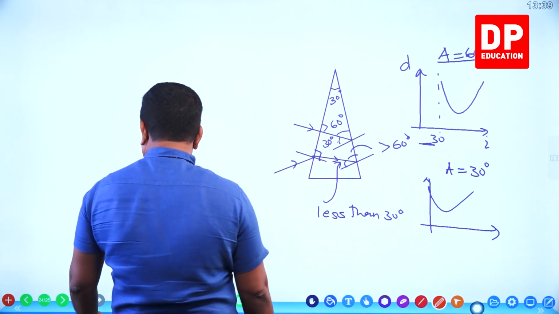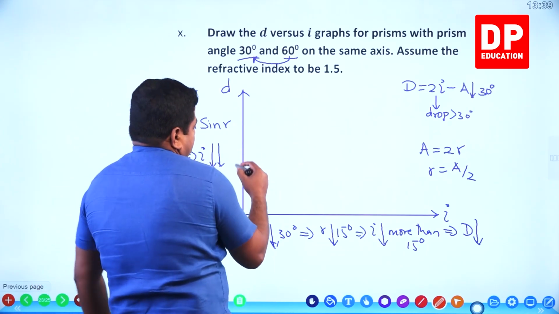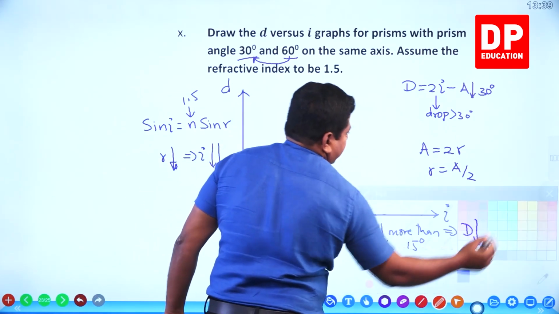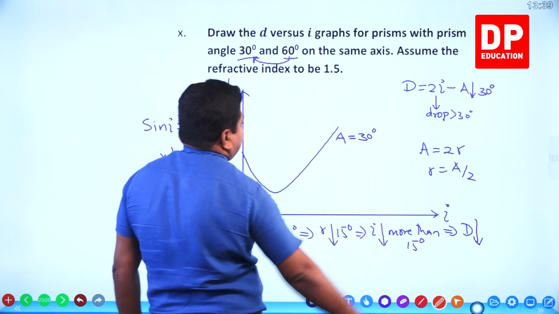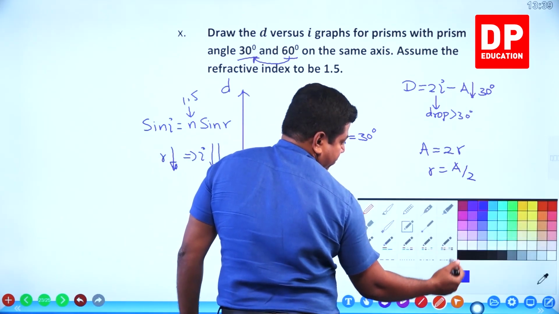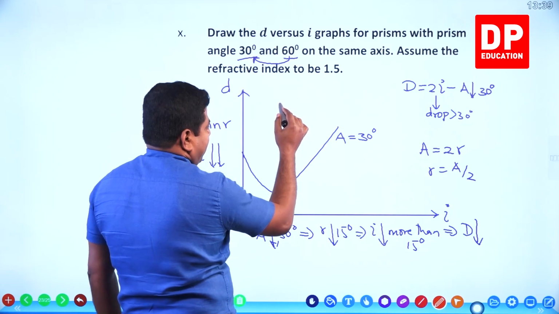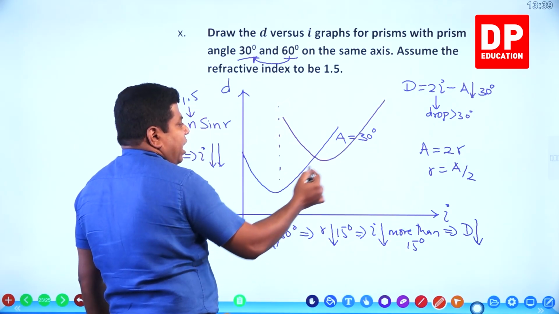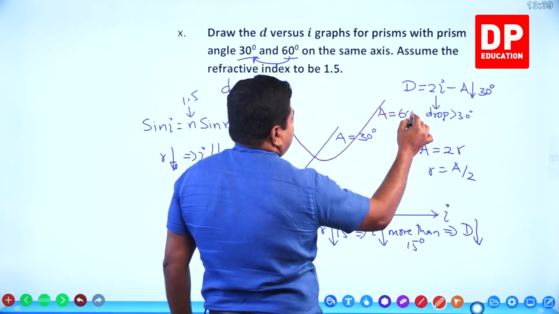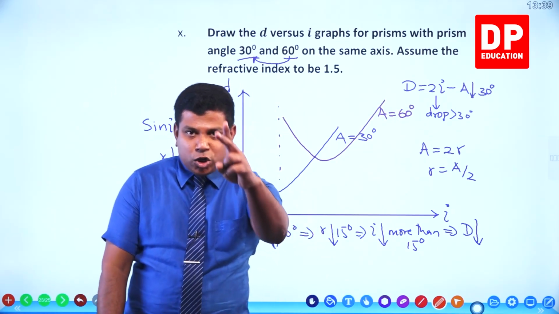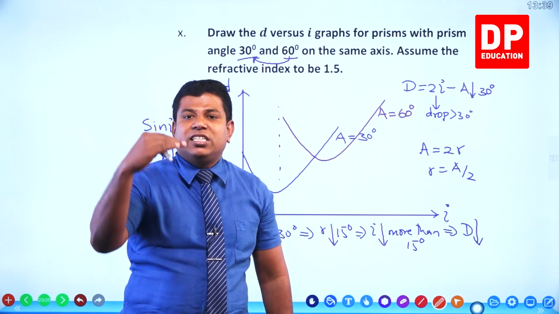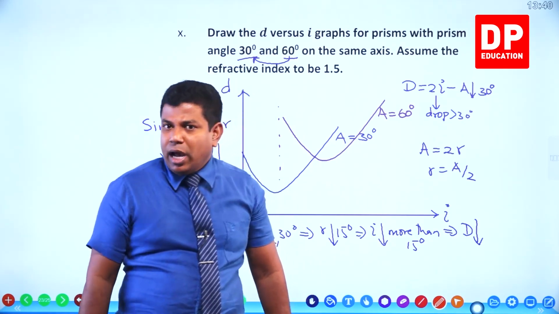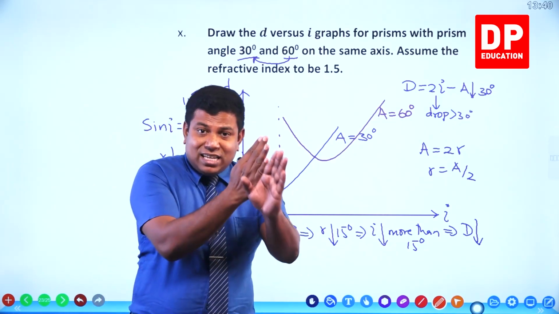So if I draw both graphs together, look at this. Let's draw one. A equals 30 degree, let me draw here. The A equals 60 degrees graph will start from somewhere here, right? I don't know what value it is, it will get shifted. And also the minimum point has to be higher. Can you see that? When prism angle changes, there are two things you have to be aware of. One, the minimum deviation changes. If prism angle is lower, minimum deviation is lower. If prism angle is higher, relatively minimum deviation will be higher. Point number one.